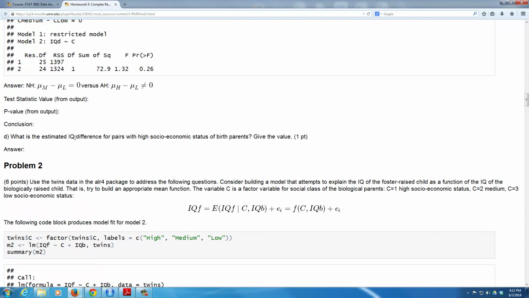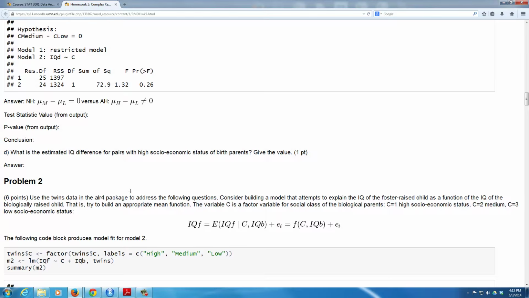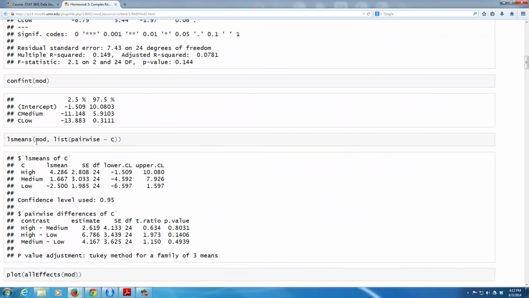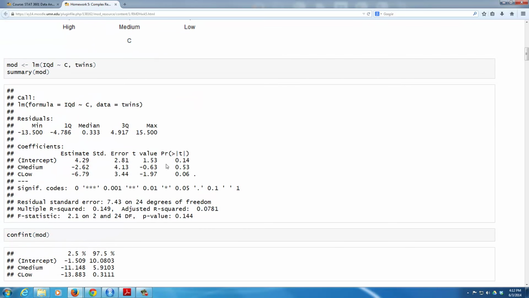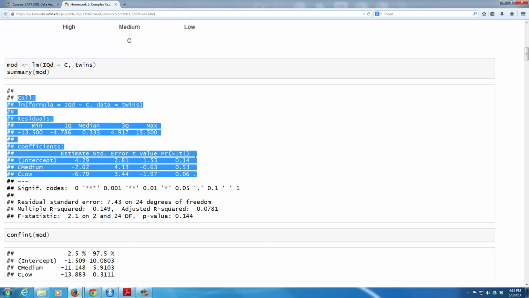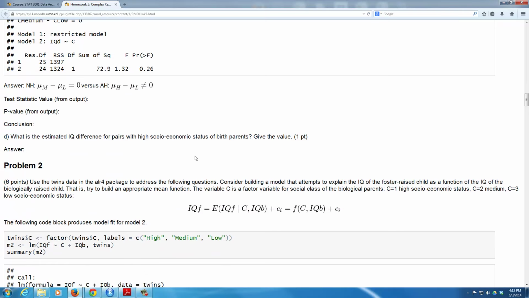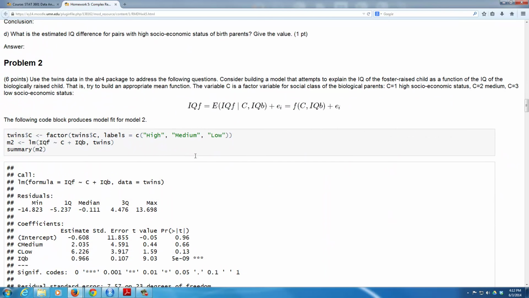Finally, what's the estimated IQ difference for high social class birth parents? Please consult either the LS means output for that estimated average, or perhaps you can get it from the model summary and report the value. Let me know if you have questions with that.